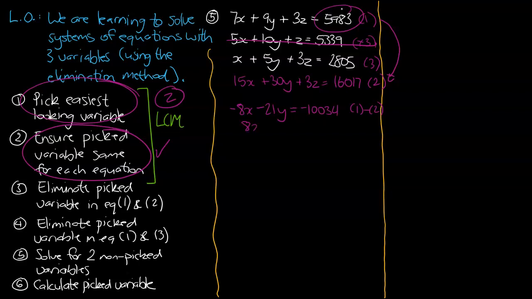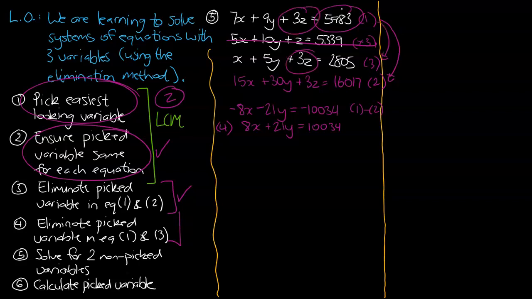So we've got 8x plus 21y, and that's equal to 10,034. So that there is a new equation that we formed, so let's call that equation number 4 in case we need to refer back to it. So we've now eliminated equations 1 and 2. So let's think about equation number 1 with 3.